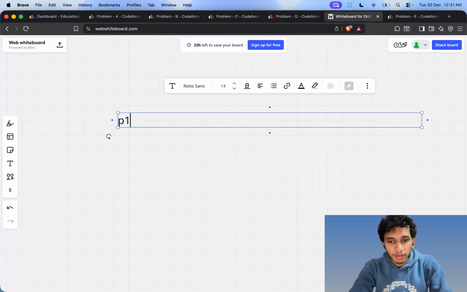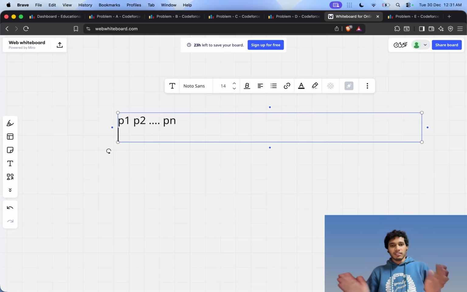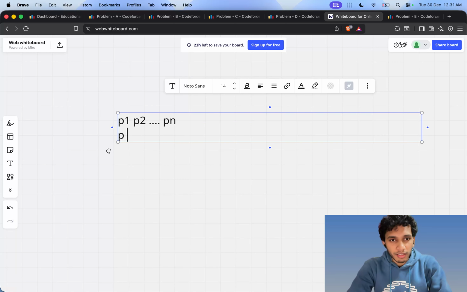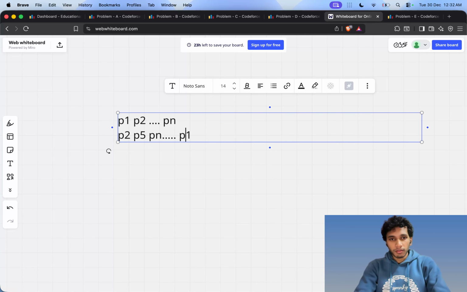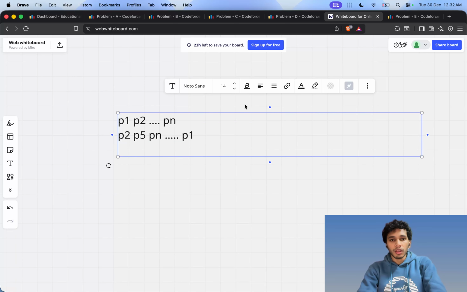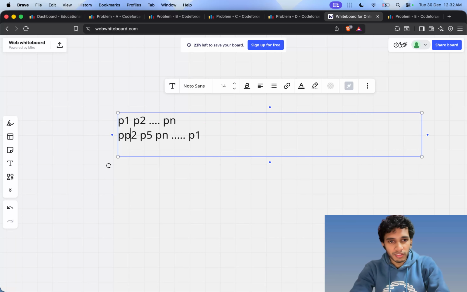There are some people, let's say P1, P2 up till Pn. We arrange them in some order. Let's say P2 is first, then P3 or P5 is there, then Pn is there, and at the end P1 is present. Now P0 is always at the beginning.